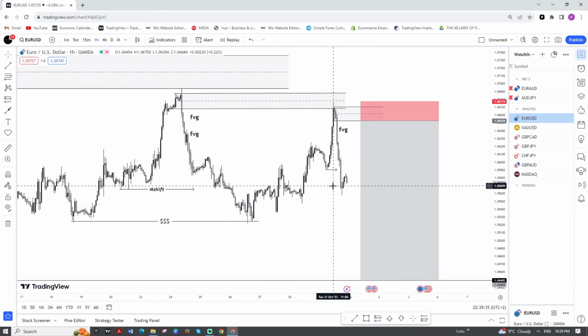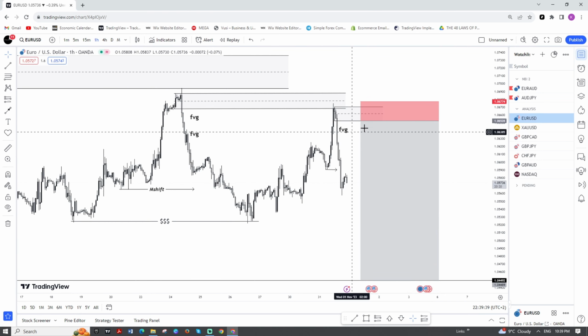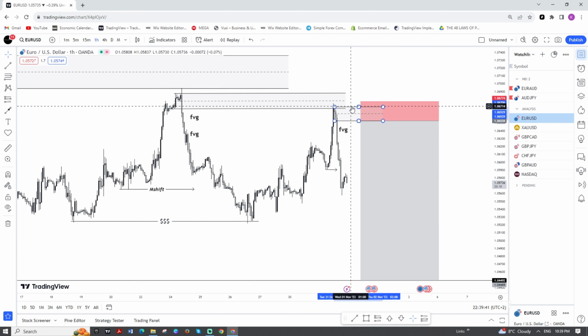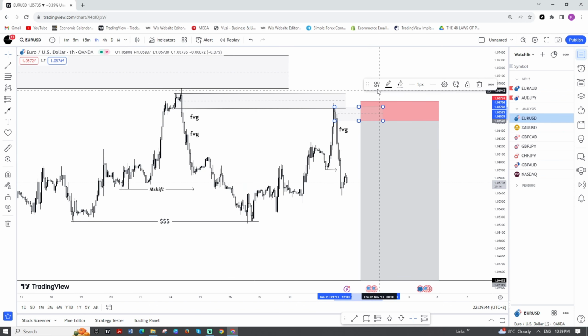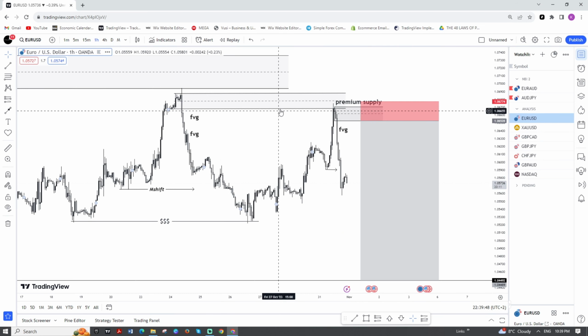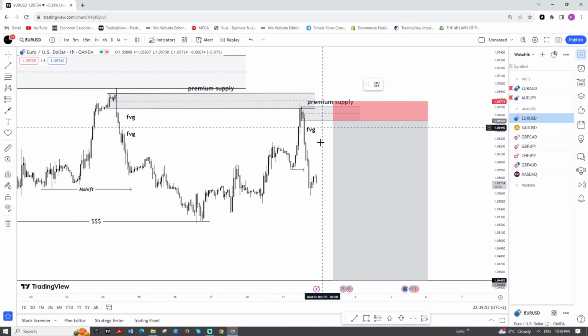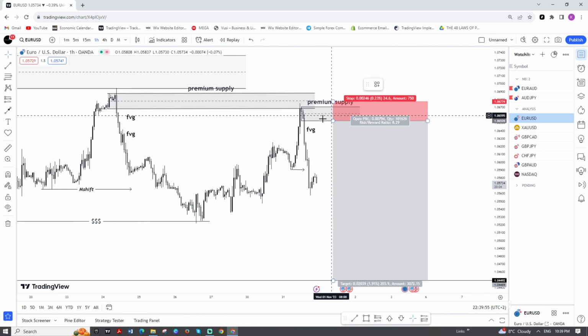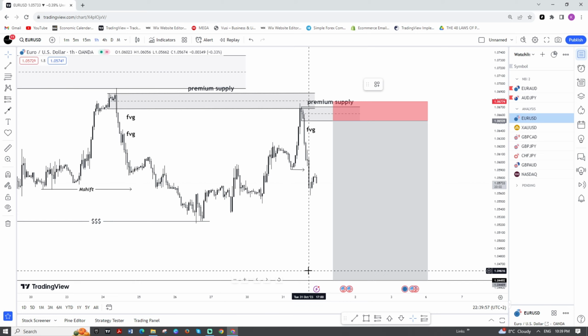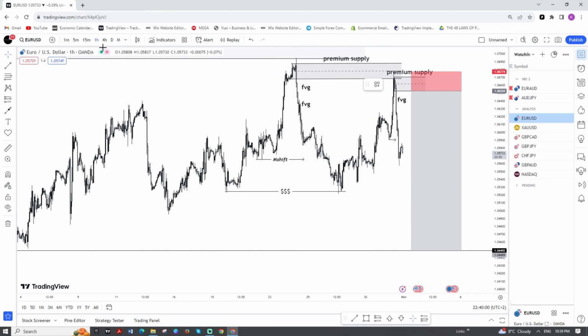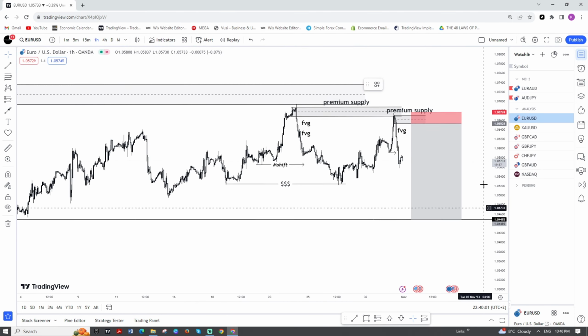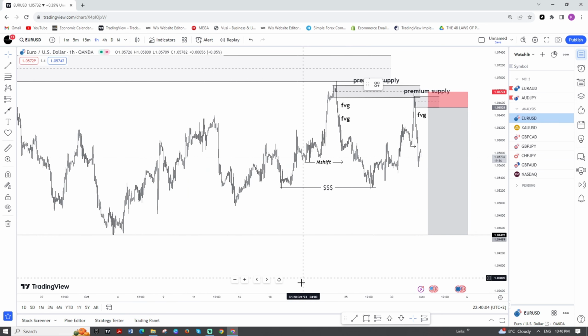But what I'm really looking for is for price to reverse on this area here and mitigate this order block right there. We can count that as our supply level, I'm sorry, as our premium supply. This one too, you can call it a premium supply. So it's going to go to this area, fill in this area right here, and then it's going to go down to my low over there. So this is the analysis for Euro USD, guys.